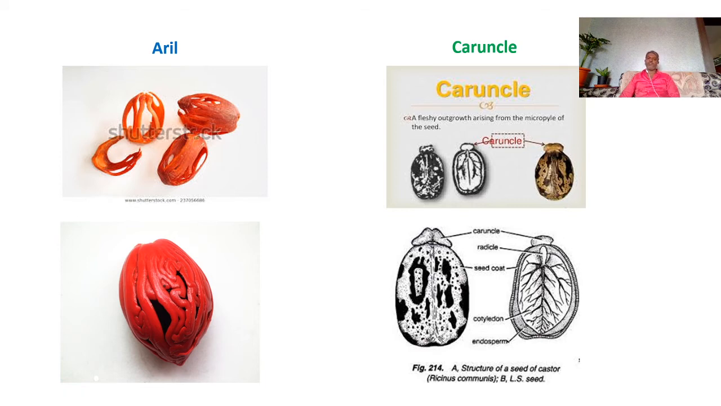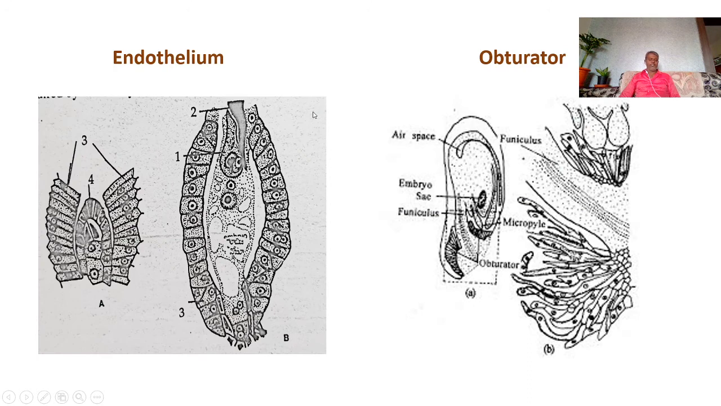What is the function of this caruncle? In some plants it is useful for dispersal of the seeds. The caruncle becomes swollen by absorbing water and pushes the seed away from the placenta, thereby helping the seed to separate from the placenta. It also absorbs water and helps in germination. So this is the caruncle.